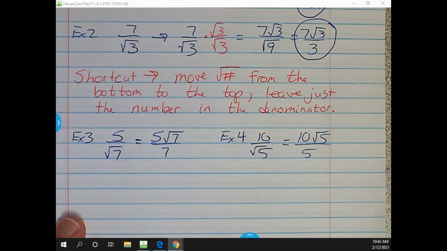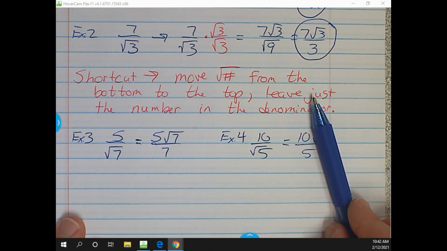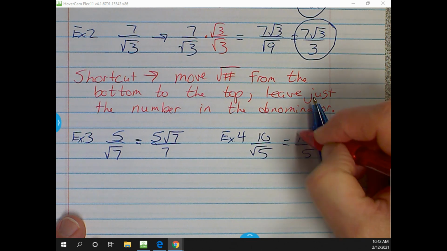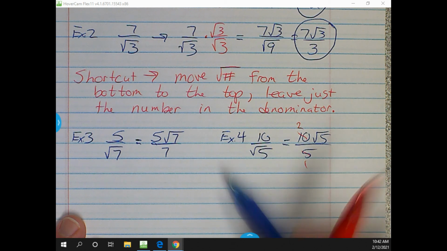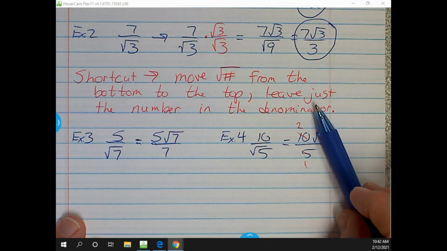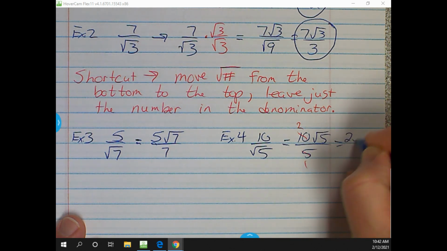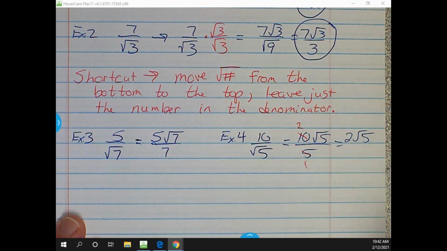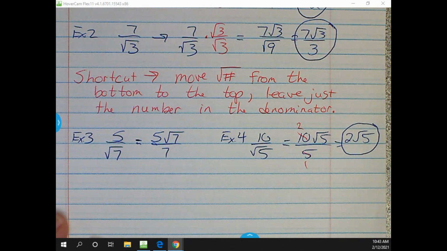All right, and for just 1 second, what if that square root of 5 wasn't here? What if it was just 10 over 5? We can simplify that, right? We can divide both of those by 5 and make that 2 over 1 or just 2. So if you have some numbers on the outside when you move all this stuff around, you can simplify that just like a regular fraction. So you actually could make this thing 2 square root of 5 over 1. But if it's over 1, it doesn't really do anything. So we can just make it 2 square root of 5.